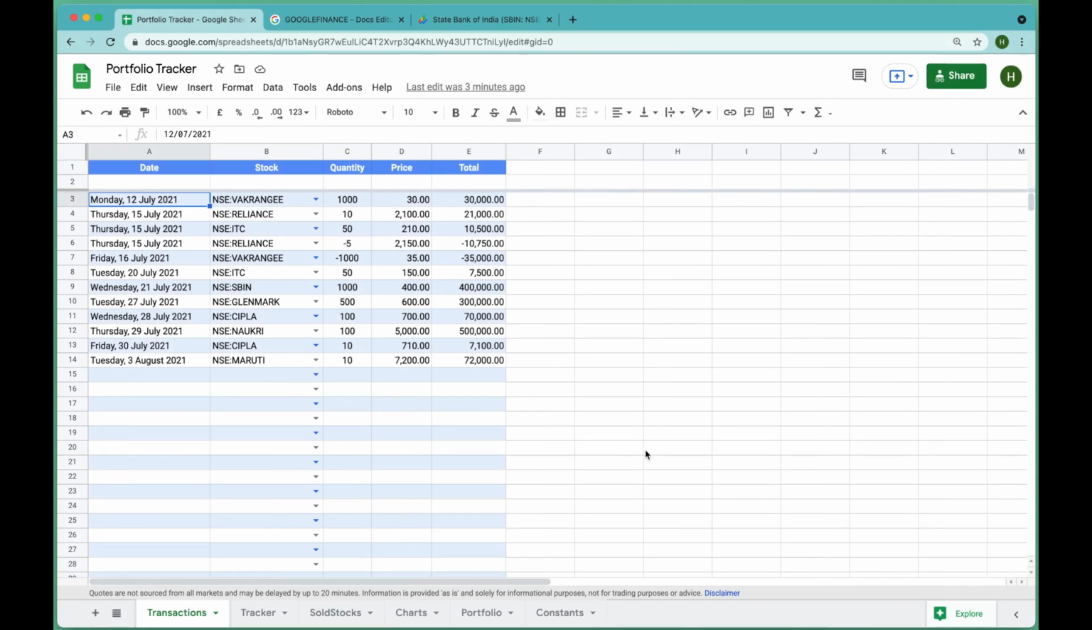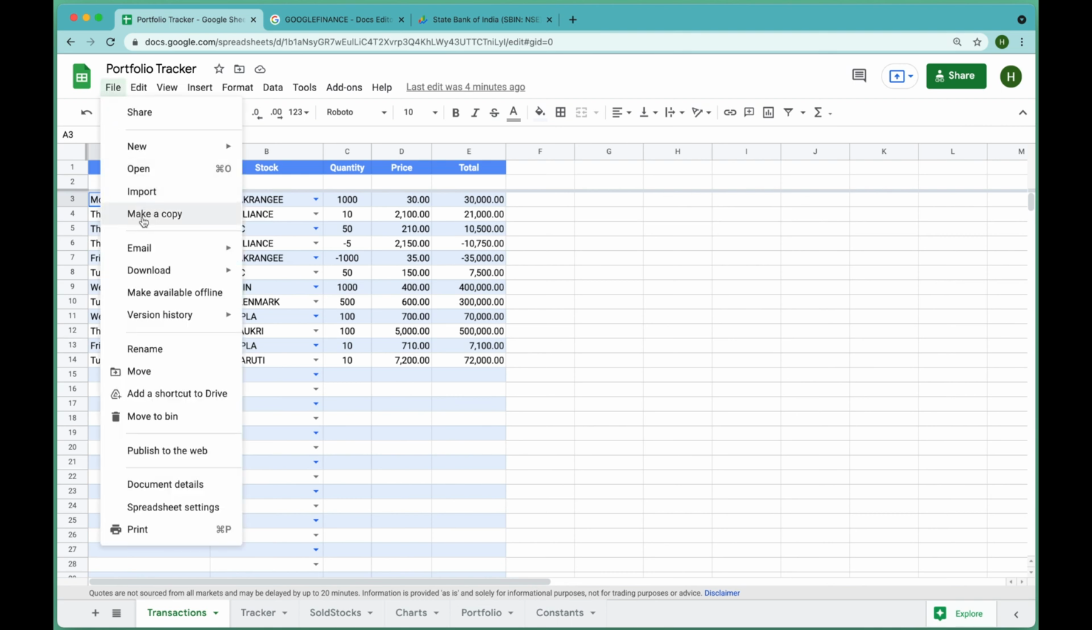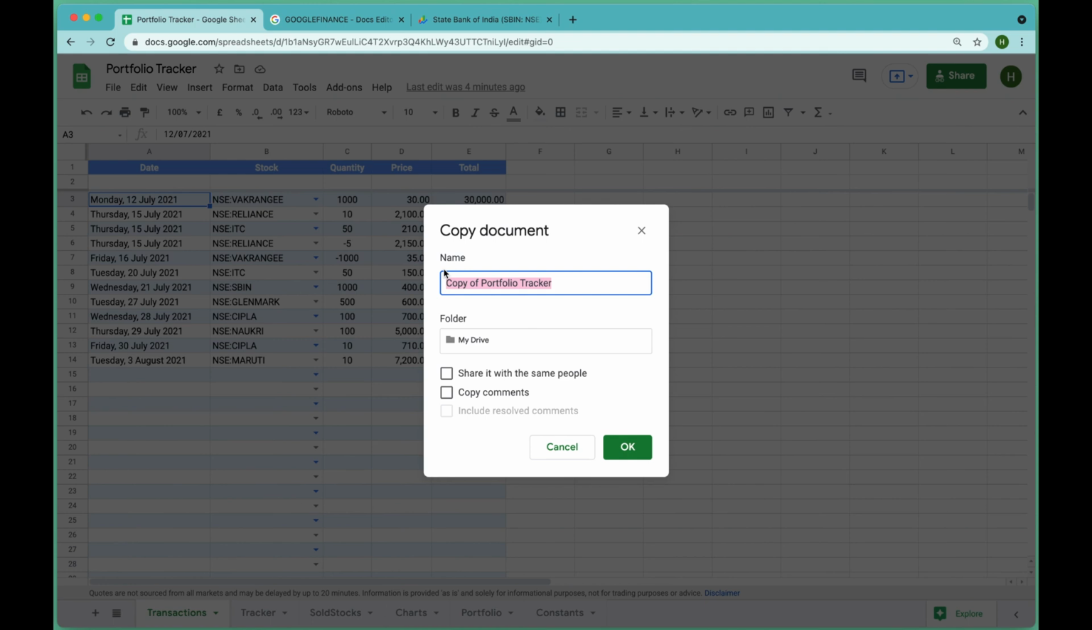If you want to use this portfolio tracker for your own portfolio tracking, open the public link for this Google Sheet from the description section and then click on File and then make a copy. You can give it any name that you like and then hit OK.